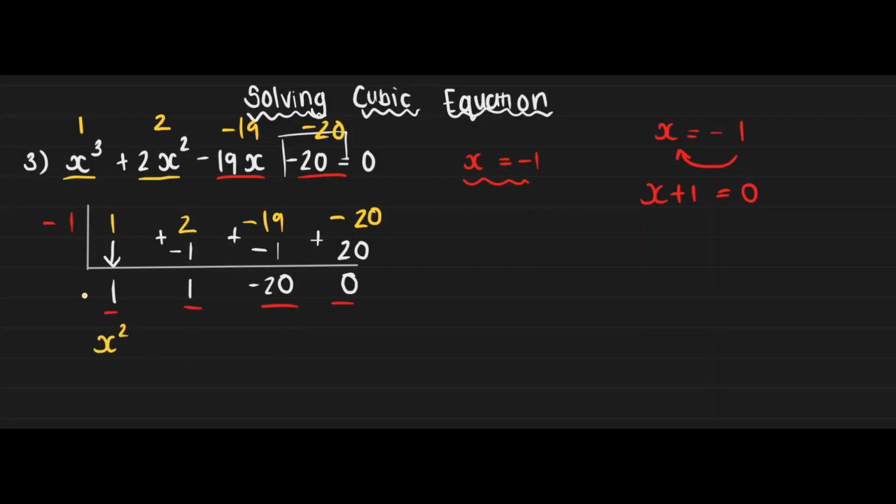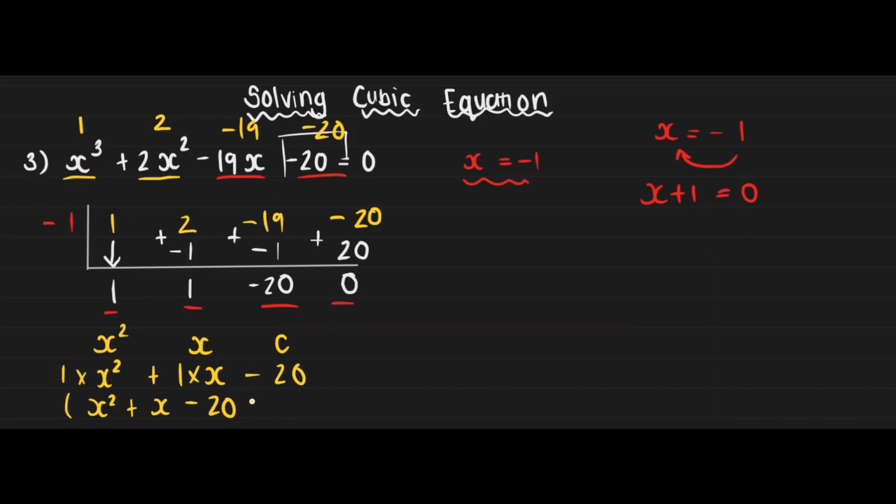This one is going to be the coefficient for x squared. This one's going to be the coefficient for x, and this one's going to be a constant, which is c. So let's write this one. Because it's 1, it's going to be 1 multiplied by x squared, then plus 1 multiplied by x, then the last one is minus 20. So you're going to have x squared plus x minus 20. So that's what you're going to have.